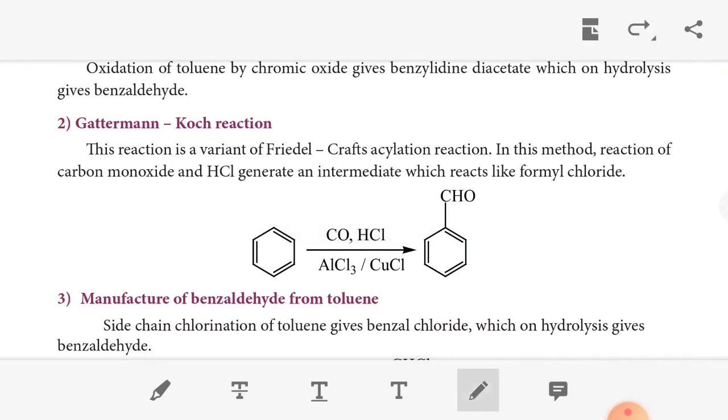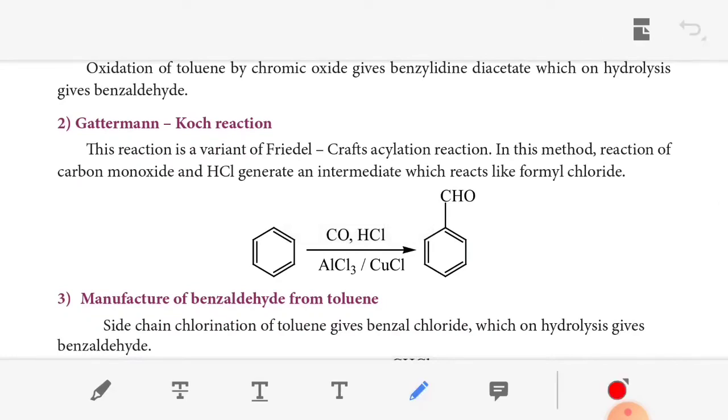Then the second reaction is the Gattermann-Koch reaction. This reaction is a variant of Friedel-Crafts acylation reaction. What is that? Friedel-Crafts acylation. In this method, the reaction of carbon monoxide and HCl generates an intermediate.